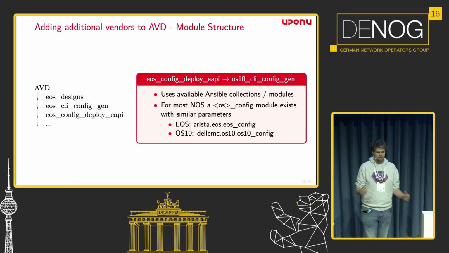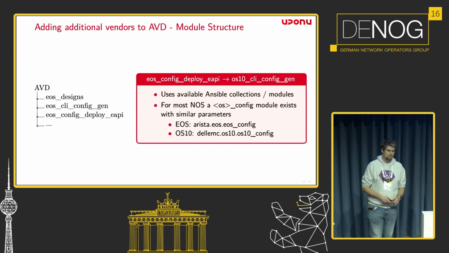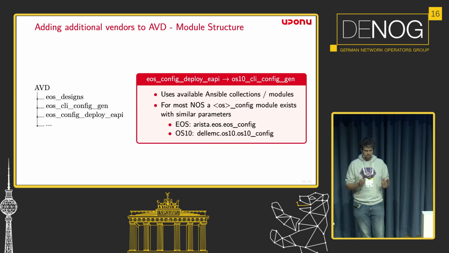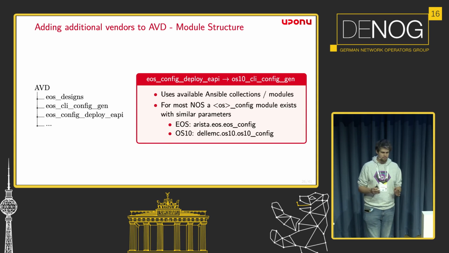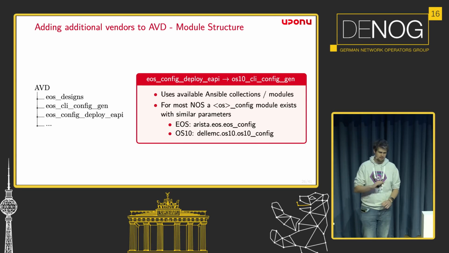And after that, once we have a final switch config, we use the available Ansible connections and modules to deploy it. So for most network operating systems, there is an Ansible module, often called OS_name_config, to back up configs, but also to push configs on a device. So for EOS and OS 10, these are the modules, but there's also one for Cisco and for other things.